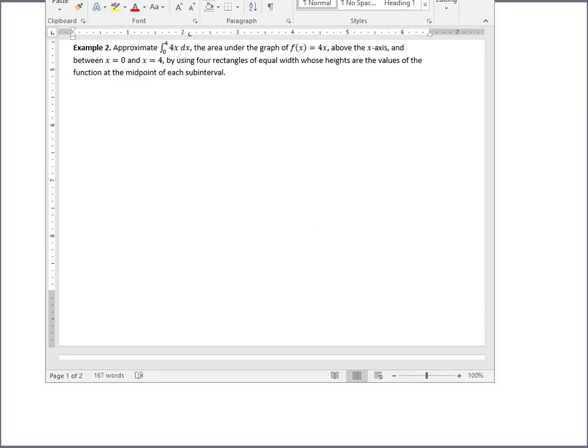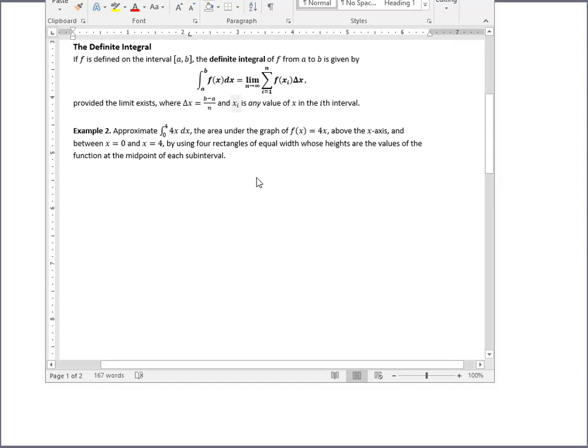Looking at example 2 on the worksheet for section 7.3. So on this one, hopefully you've read a bit about the definite integral. What is a definite integral? It's this idea of approximating the area under a curve with several rectangles, adding up the areas of all those rectangles, and then we just take the limit as the number of rectangles approaches infinity.